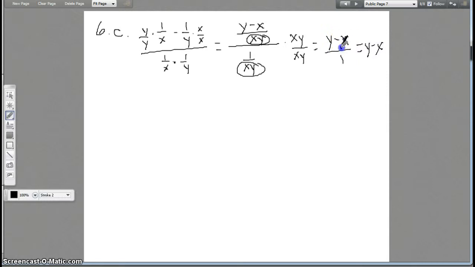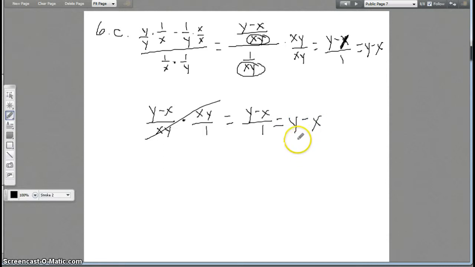Sorry, that x does not look much like an x. Our other option is to say, okay, we have y minus x over xy. We're dividing, so I'm going to change that to a times, and then I'm going to flip this fraction over to xy over 1. Our xy's cancel, and we get y minus x over 1, which is just y minus x. It doesn't matter which of these ways you choose to look at it. Either way works perfectly fine, whichever way you're most comfortable with.